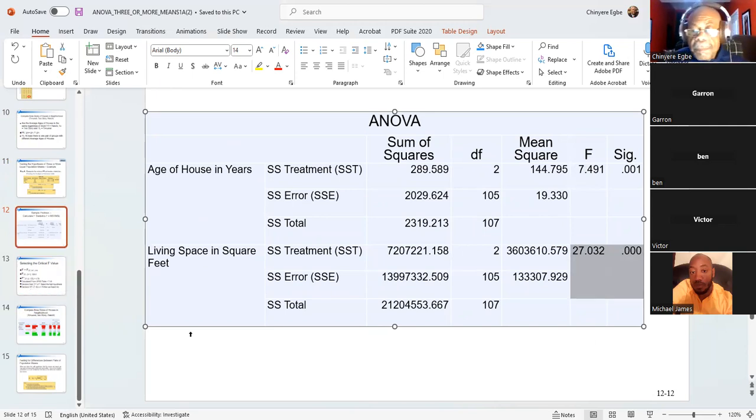Professor. Yes. What is that sig? What does that represent? Where it says 0.001, and at the bottom it says 0.000 on the sig. Okay, excellent question. Because it answers your original question. All right?